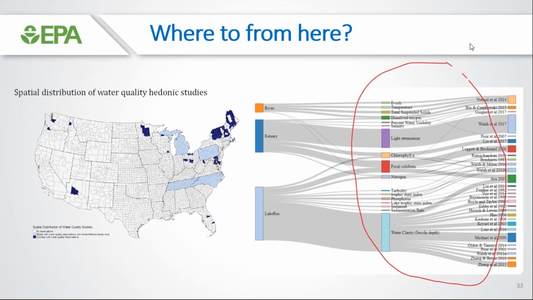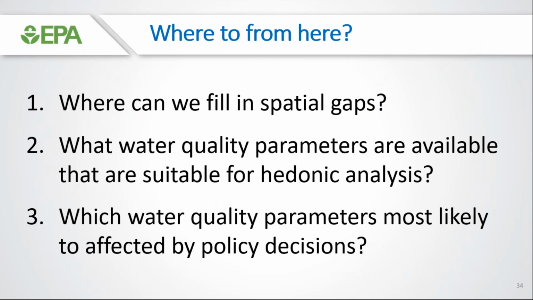So where can we fill the spatial gaps? What water quality parameters are available that are suitable for hedonic analysis? And which water quality parameters are most likely to be affected by policy decisions? Related to the first point, in terms of the spatial gaps, an important question to address in future research is how might people's preferences and values for water quality improvements vary across the region? Is it homogeneous? Do people feel the same about water quality across the country, or is there some regional variation in that? That's a question I'd like to address in future research.